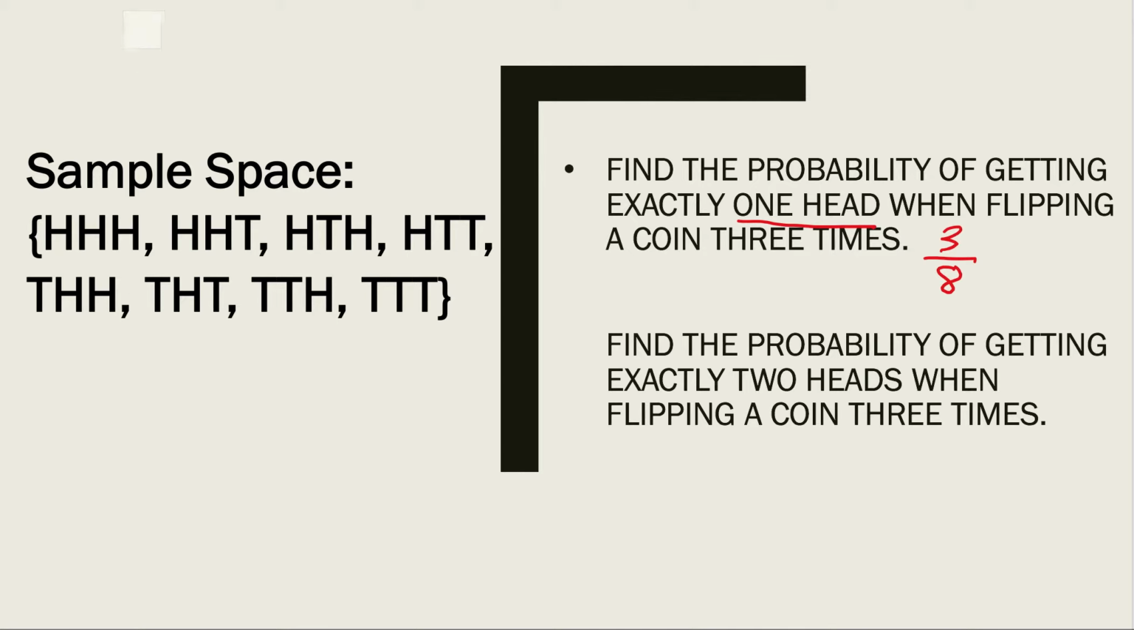All right, for our next problem, it says find the probability of getting exactly 2 heads when flipping a coin 3 times. So again, how many are favorable? How many have 2 heads? This one has 2 heads. This one has 2 heads. This one has 2 heads. And that's all of them. Okay, and so we have, again, 3 that are favorable. The number of possible outcomes would be the number of things in the sample space. So again, 1, 2, 3, 4, 5, 6, 7, 8.